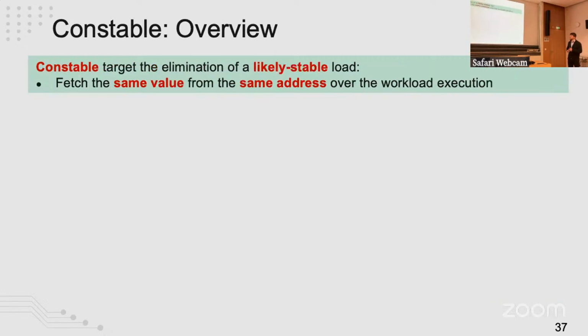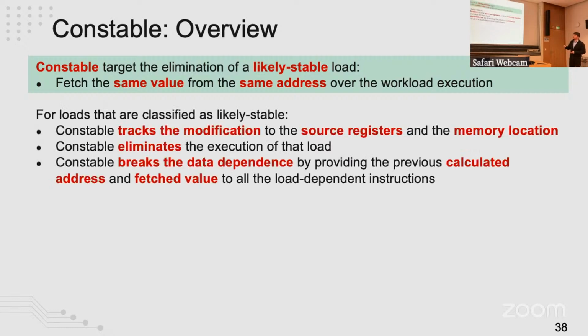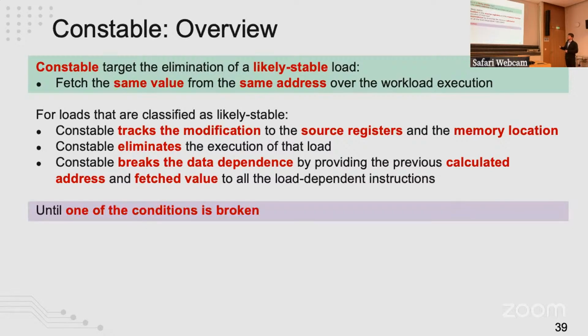For the overview of the system, we saw also in the executive summary that Constable targets the elimination of likely stable loads. These are loads that fetch the same value from the same address over the workload execution. For the loads that are classified as likely stable, Constable tracks the modification to the source registers and memory location in order to verify that the conditions are met, and then proceeds to eliminate the execution of that load. Constable breaks the data dependence, providing the previously calculated address and fetched value to all the load dependent instructions until one of these two conditions is broken.